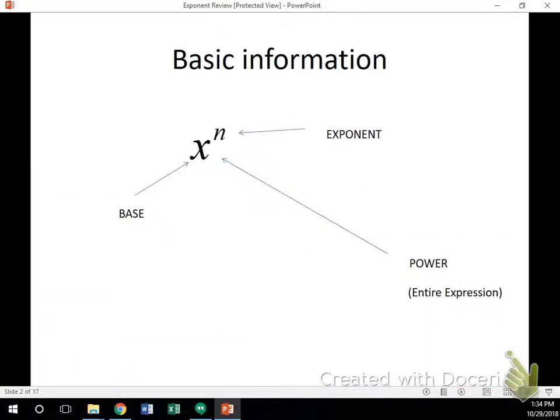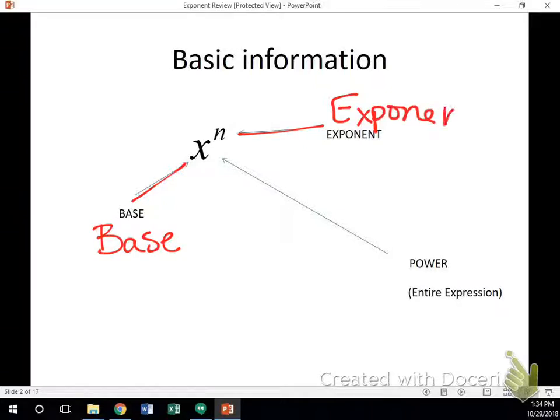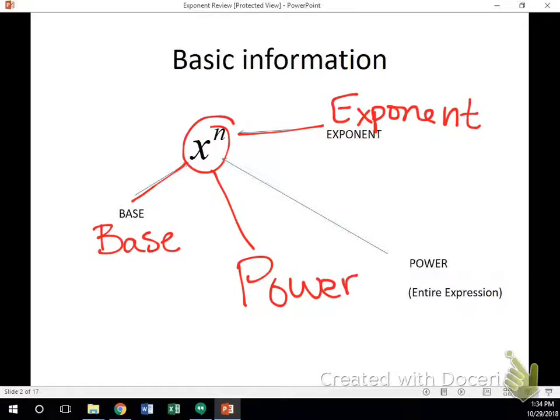Some basic information. I will rewrite some of this a little bit larger for those of you sitting in the back. We've got x raised to the nth power. We call x our base. We call n the exponent. The entire thing is called a power. That's what this says over off to the side here. The whole thing is called a power. Be a little neater about that.